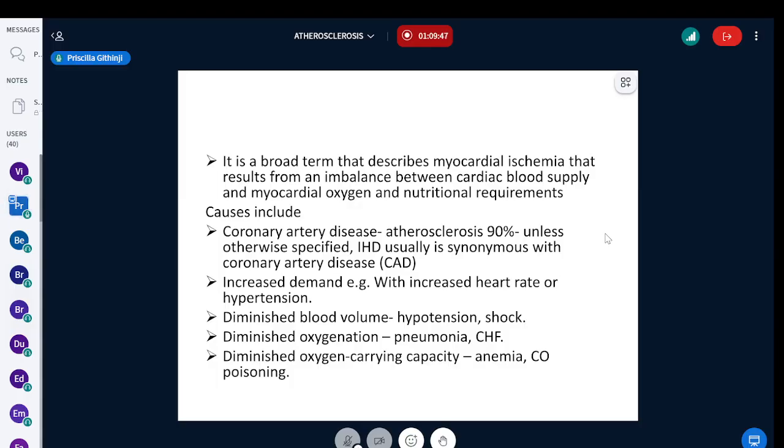It can be cardiogenic shock, it can be hypovolemic shock, whichever, that leads to diminished blood volume and the heart suffers. Or you can have diminished oxygenation. So you have blood supply, but there's no oxygen in that blood. For example, in patients who have pneumonia or those who have congestive heart failure, or where you have diminished oxygen carrying capacity, for example, in patients who have anemia, or in patients who are suffering from carbon monoxide poisoning. This is one of the reasons why they die.